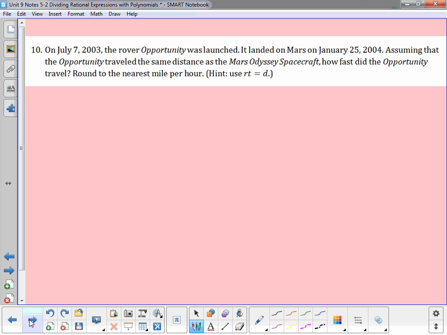And let's take a look at this one. We need to figure out, in July of 2003, so it took from July of 2003 to January 25th of 2004, how many days passed. We're going to use the same distance from the previous problem, which was 466 million. Now we need to figure out how many days passed. We have 31 days in July, but we started on the 7th. So we had 24 days left in July.